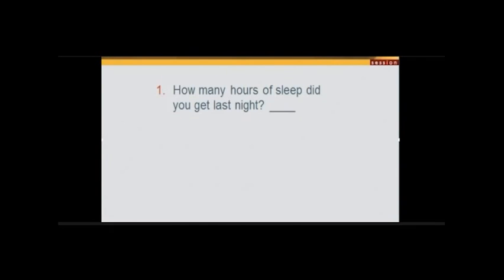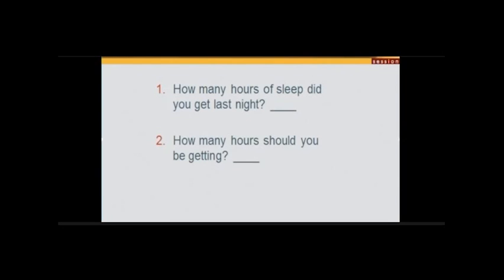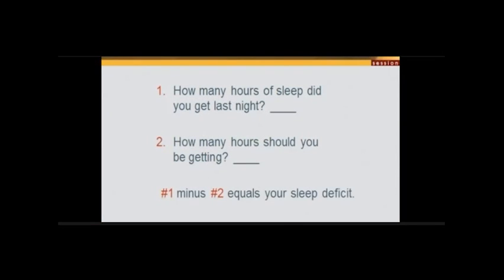Let's say you only got 6 hours of sleep last night. That means you owe your sleep bank 2 hours. The problem with sleep deficiency is that it does not go away. So if you continue to get 6 hours of sleep a night for a week, all of a sudden you're going to owe the sleep bank 14 hours of sleep.